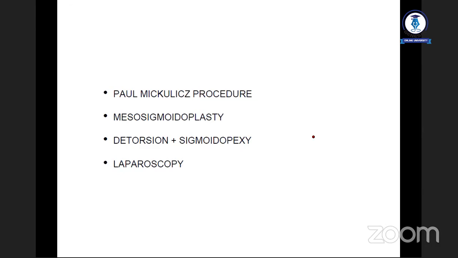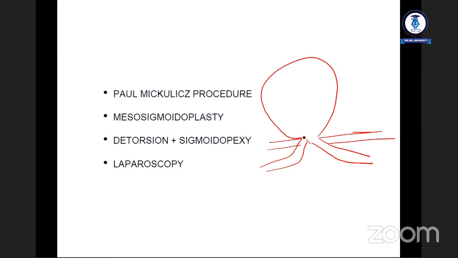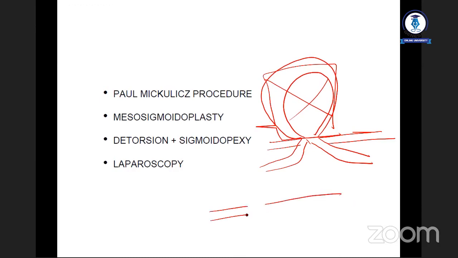Paul Mikulicz's procedure is not very difficult. What happens is, for example, if this is the abdominal wall, and let's say this is the sigmoid colon, and this is the part that has twisted itself. So we remove this part, and what is left, if this is the abdominal wall, is the two parts of the colon left as a double barrel. So this is called Paul Mikulicz's procedure.